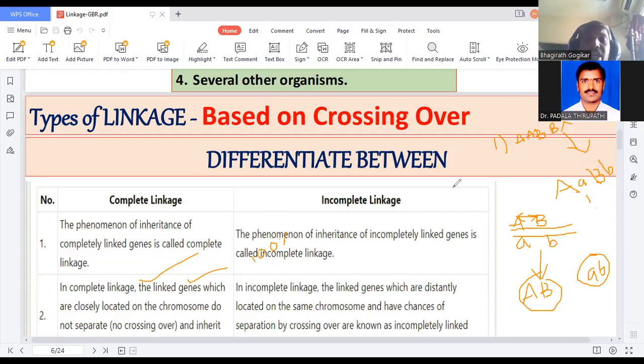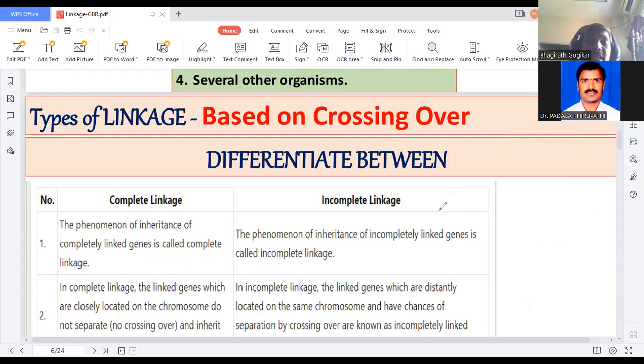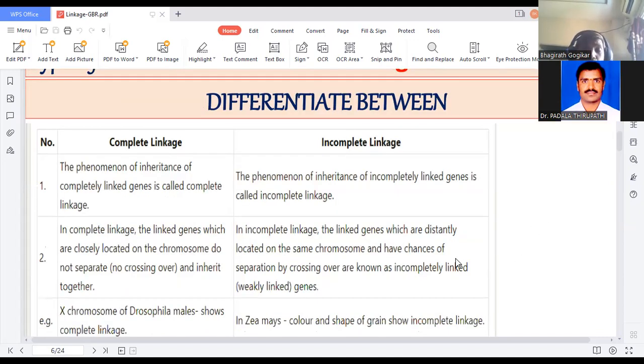Next, incomplete linkage. Incomplete linkage means the phenomenon of inheritance of incompletely linked genes. The linked genes which are distantly located on the same chromosome and have a chance to separate by crossing over are known as incompletely linked. That is what we can explain here.